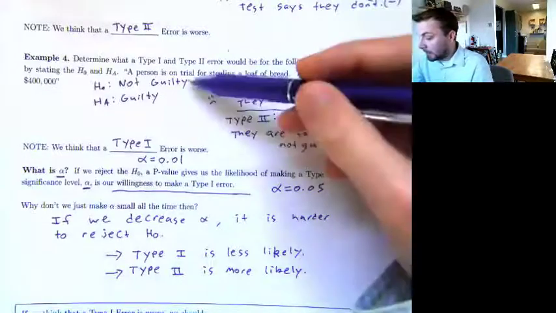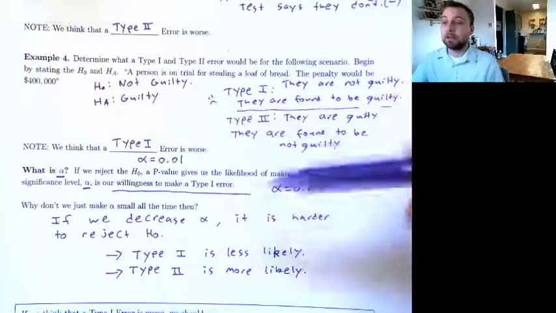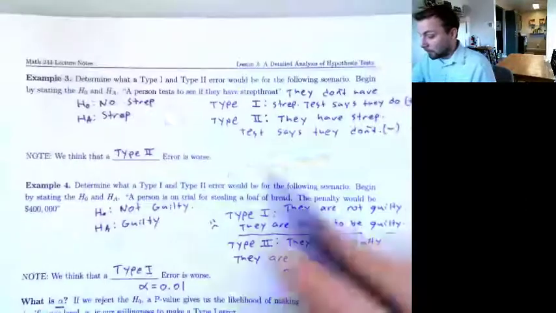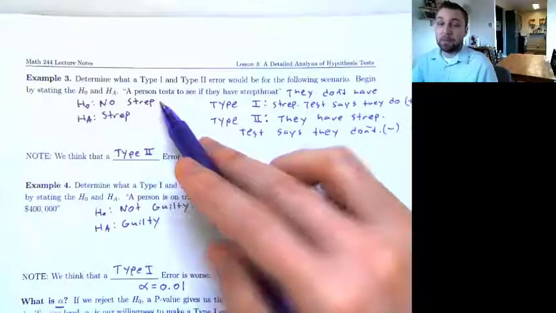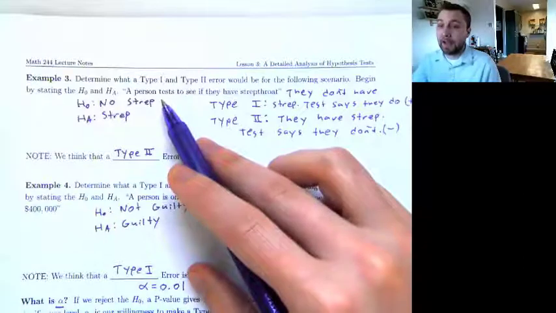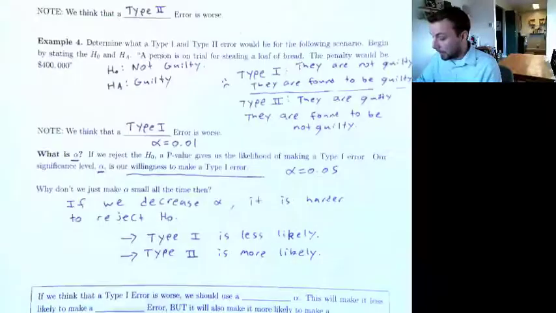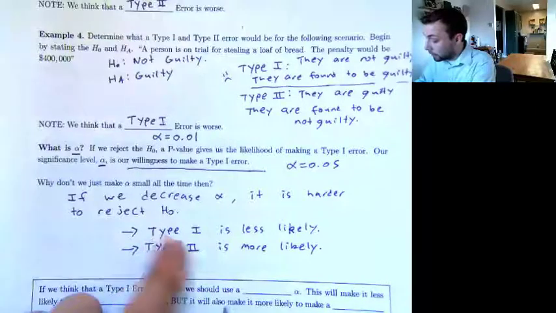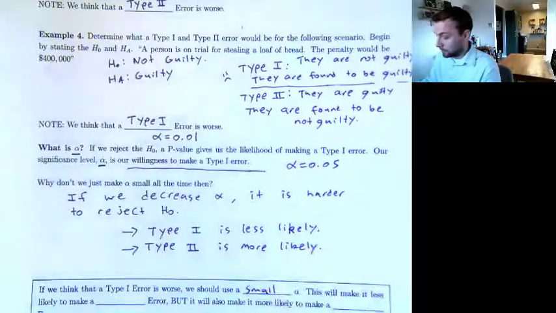So if I start saying that everyone is not guilty, there might be people that are stealing bread that are starting to get away with stealing bread. In the case of this, if I use a really small alpha level and I'm telling everyone that they don't have strep, there are going to be a lot of people out there in the world that have strep and they don't realize it. So in the situation where I think a type 1 error is worse, I do want to decrease my alpha. I want to use a small alpha level.